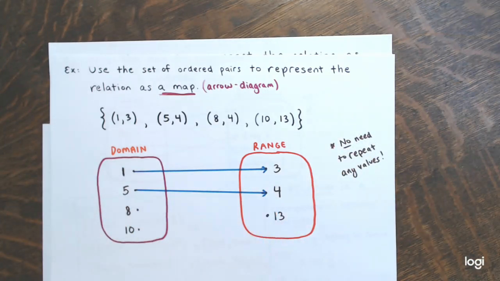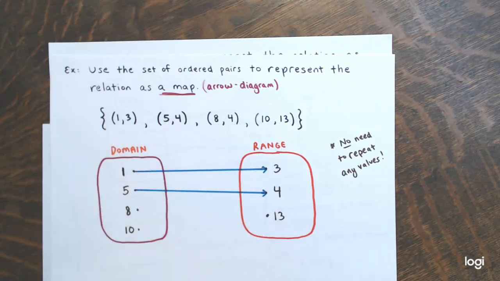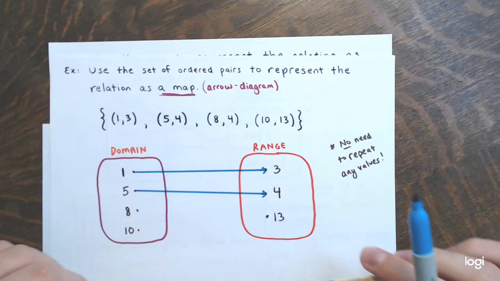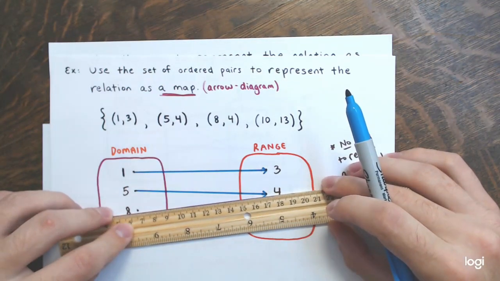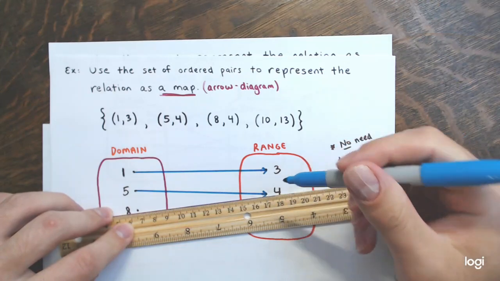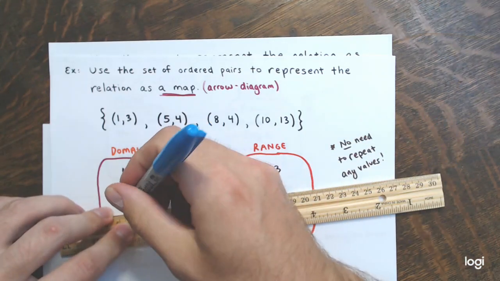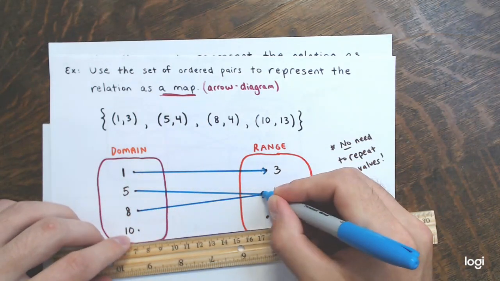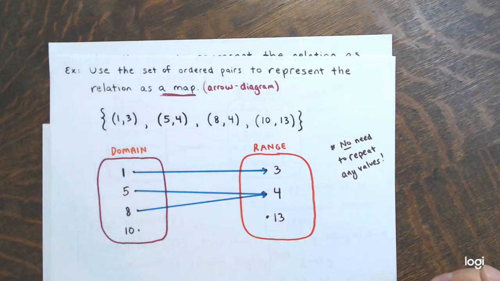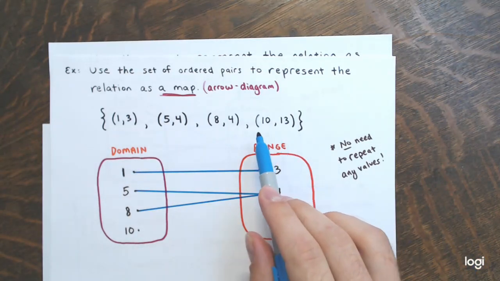Great. The next ordered pair, we have 8 corresponds to 4. So 8 from the first set to 4 from the second set. So again, 8 here. And that corresponds to that same 4, right? Again, no need to repeat anything. It's already in there. So 8 from the first set corresponds to 4 from the second set. Little arrowhead, and wonderful.